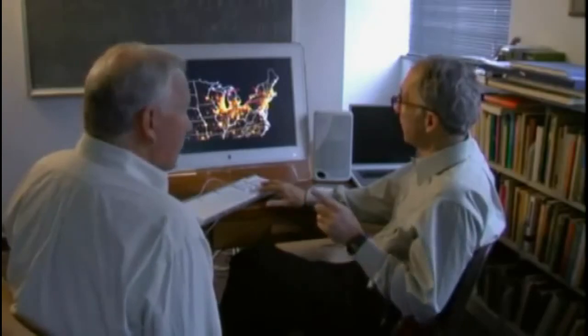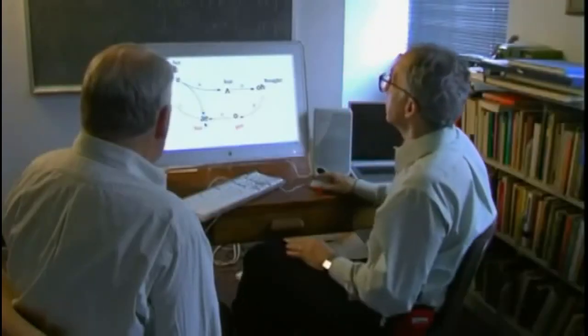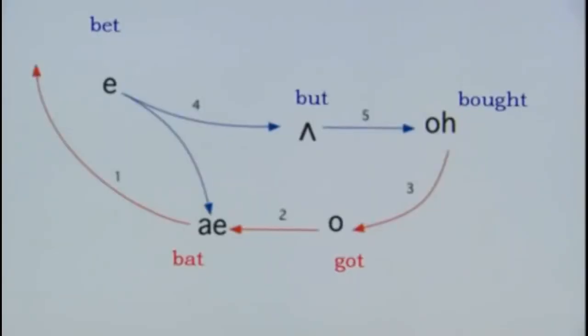In these experiments, we played, first of all, an individual word. Black. And then people had to write down what they thought they heard. So you can do that yourself. What do you hear? Black. Right. And then in another series, they heard... Living on one block. Now what do you hear? Block. Well, you changed your mind, and... Old senior citizens living on one block. This person is saying the word block the way they say black. So the shift in this one vowel seems to have a domino effect on the other four vowels, and they all change too. The result can be serious misunderstandings.